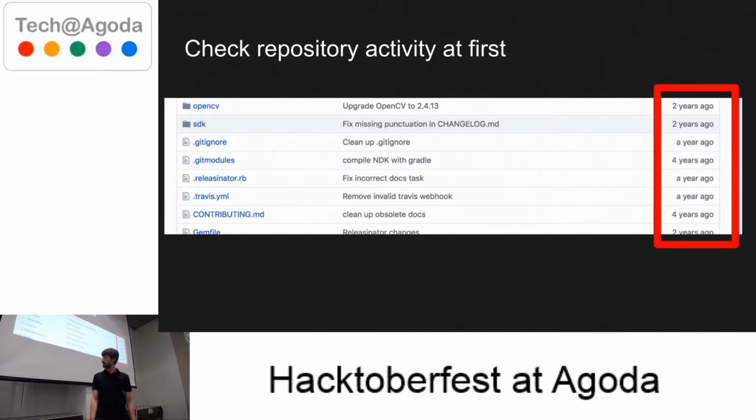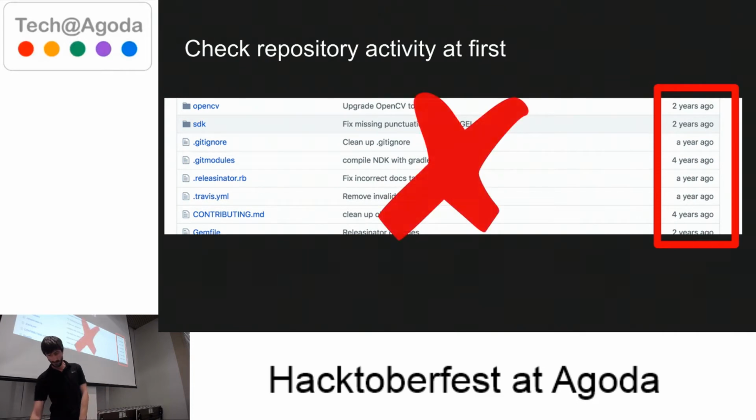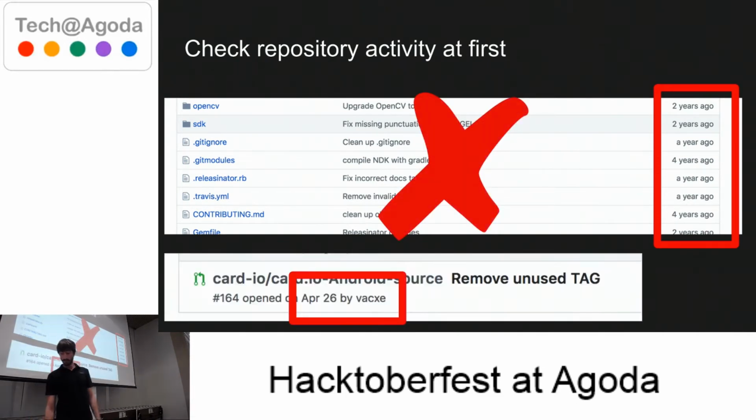Here are real examples. When you open an open source repo, you can find the activity on the right side, and here it's around 4 years, 2 years ago, the last modification for this file, and it's not a good signal actually. For example, in my experience, I created a pull request on 26 April, and right now it's still not merged because nobody cares about it.